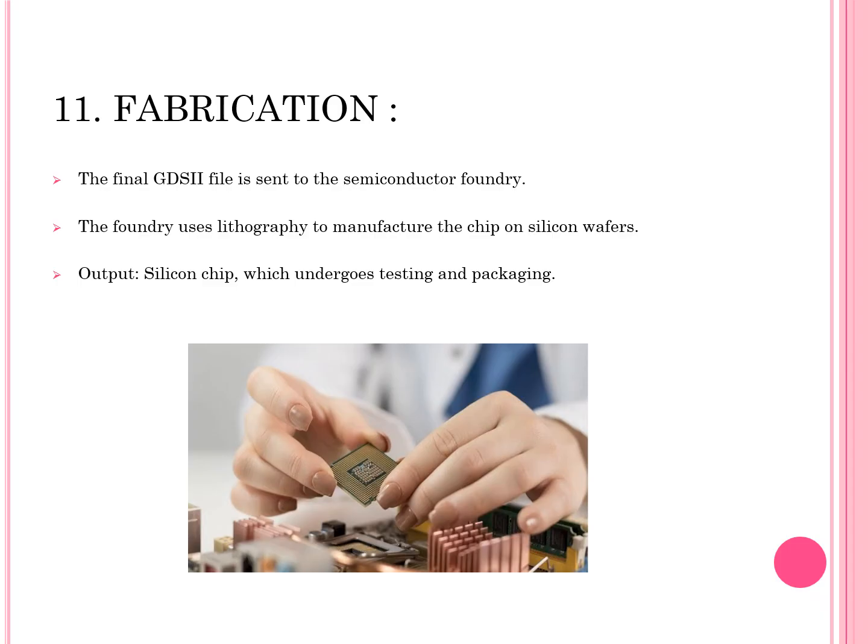After the layout verification is complete, the final GDSII file is sent to the semiconductor foundry. Here, the foundry uses a process called lithography to physically print the circuit pattern onto a silicon wafer. This is where our design turns into a real physical chip. The output is a silicon chip, which then goes through testing and packaging before being integrated into an electronic device.